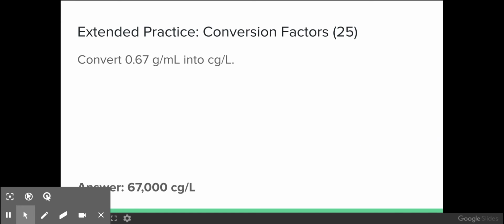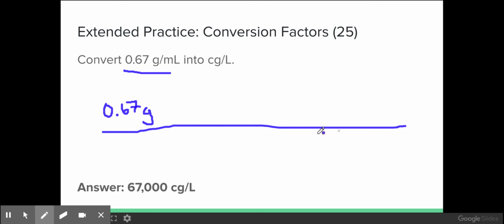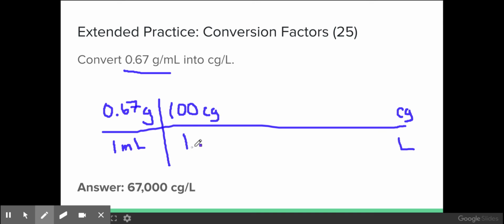Sometimes we're working with units that are expressed in double units. So I have 0.67 grams per milliliter. There's another way that I can write that. I can write that as 1 milliliter on the bottom here. And my goal is to get my final units to be centigrams per liter. The first thing I would do is try to get my top unit to be centigrams. So I know that 100 centigrams is equal to 1 gram, and that takes care of the top.